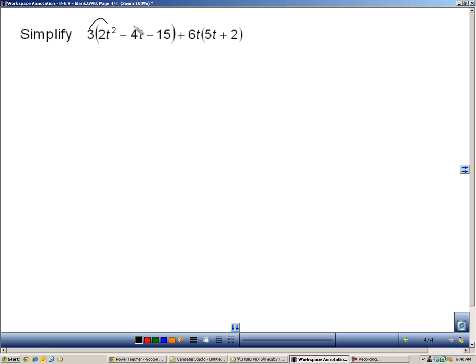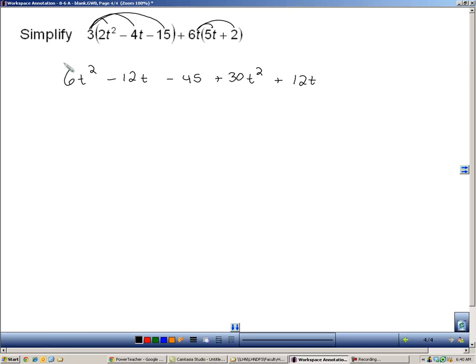I'm going to distribute this 3. So 3 times 2, 6t squared, minus 12t, minus 45. Distribute the 6t, plus 30t squared, plus 12t.